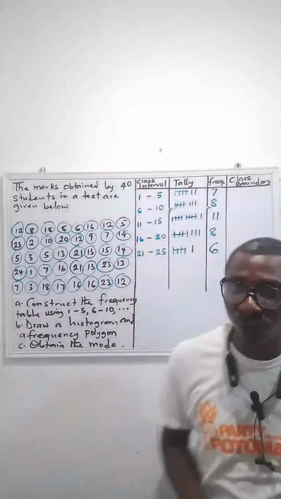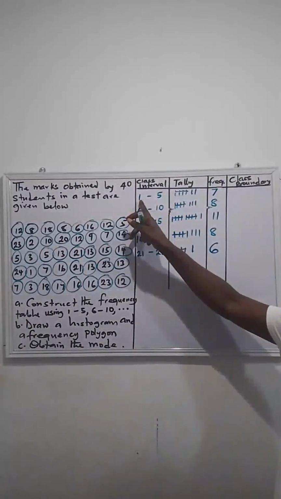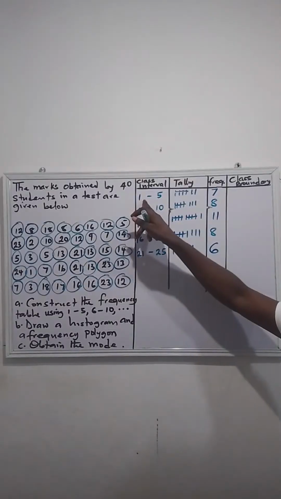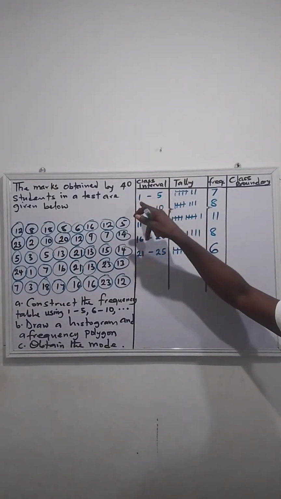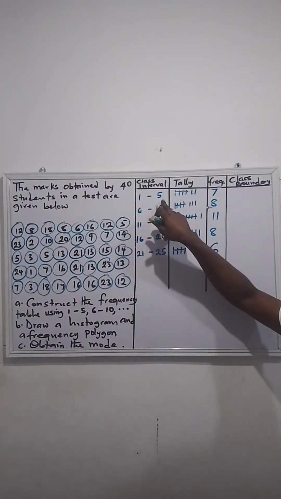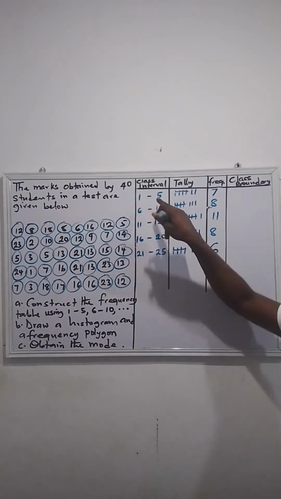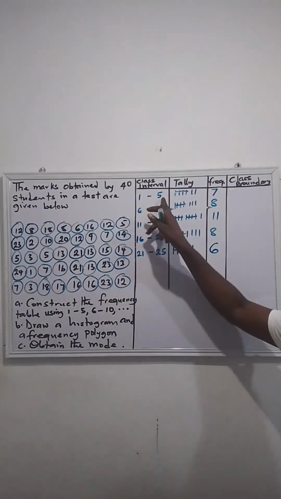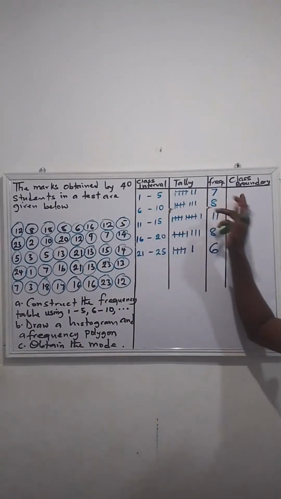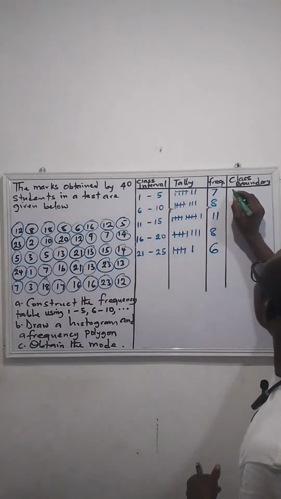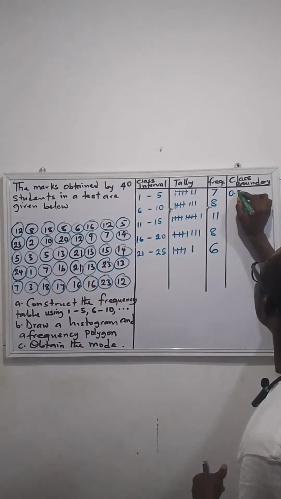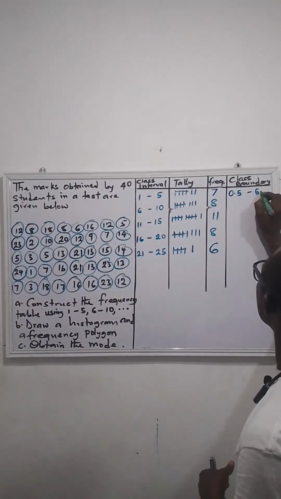All we need to do now is take 0.5 from this lower class interval. The lower class, you take 0.5 from here and you add 0.5 to this. So we do that. For the first one, we have 0.5 to 5.5.